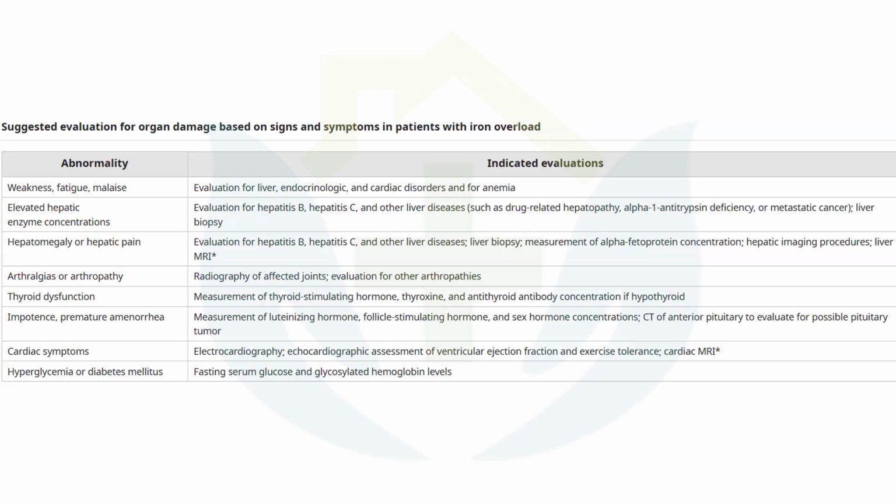So the patient will have mostly liver involvement and cardiac involvement, and the patient will be anemic. The patient will be lethargic and fatigued. These are the most common symptoms. There will be elevated liver enzymes, hepatomegaly, and joint involvement, and thyroid dysfunction can also happen. And impotence, as we said, due to deposition in the testis, and the patient may also have a decreased libido.